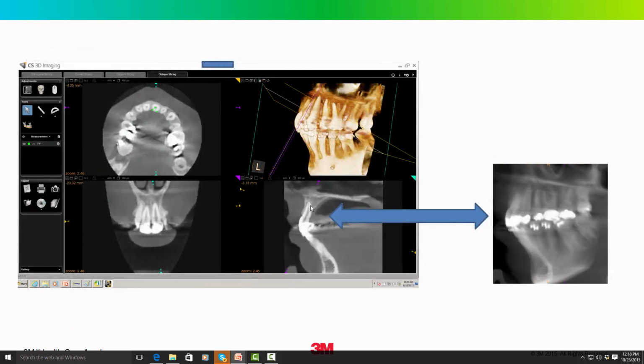If you take a look, here is the cone beam of the upper central incisor versus the reconstructed cephalometric x-ray. There's no indication on the cephalometric x-ray of where that tooth is relative to the lingual or palatal cortical plate.